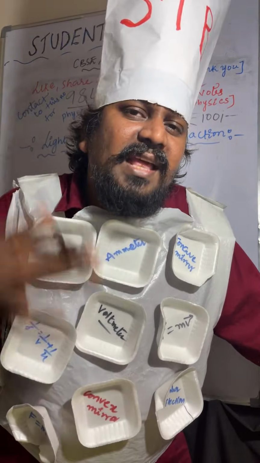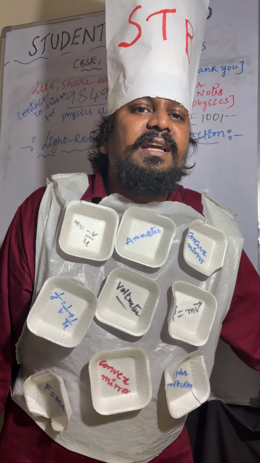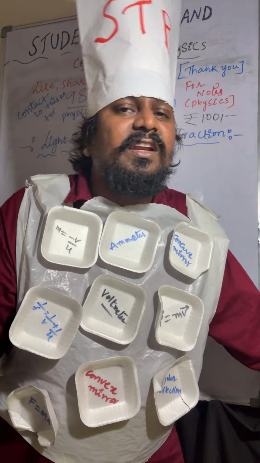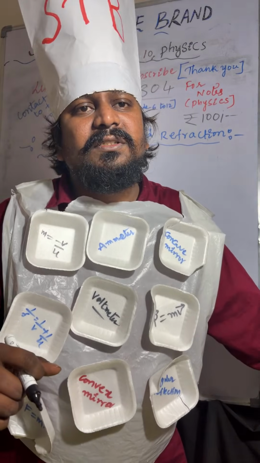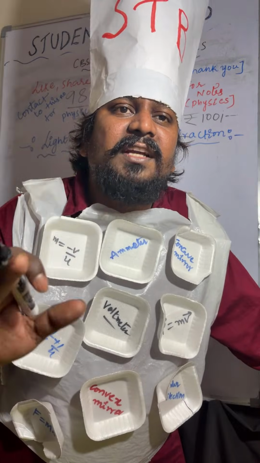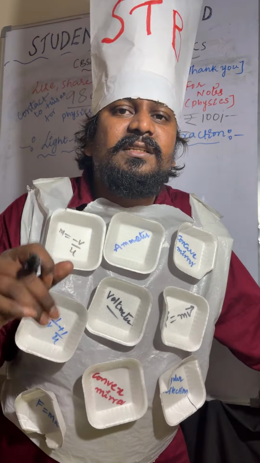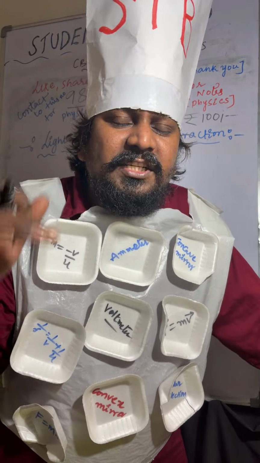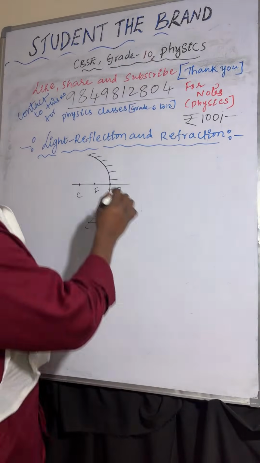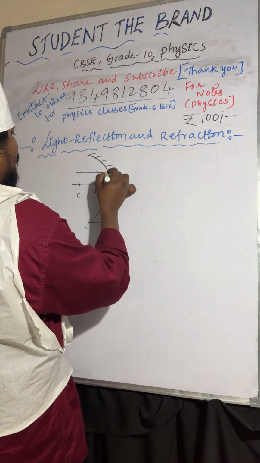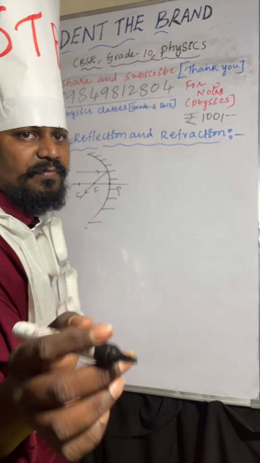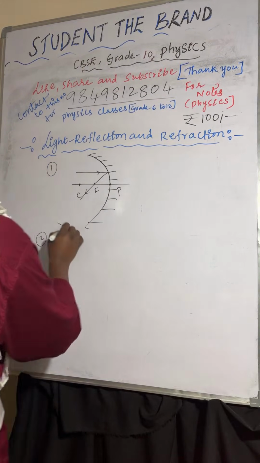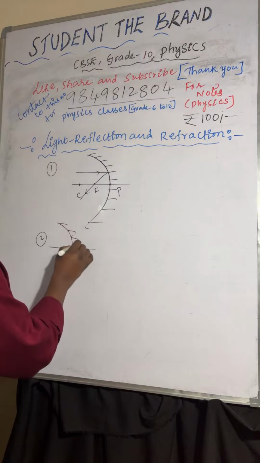The bouncing back of light from a reflecting surface is called reflection of light. Light rays bending, the path of light changing at the interface of two media, is called refraction. Now in this case, only reflection is going on. So when a light ray is coming from infinity, after reflection it passes through focus. That is the first one.